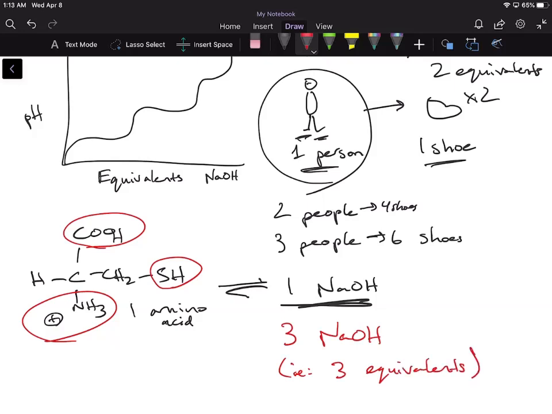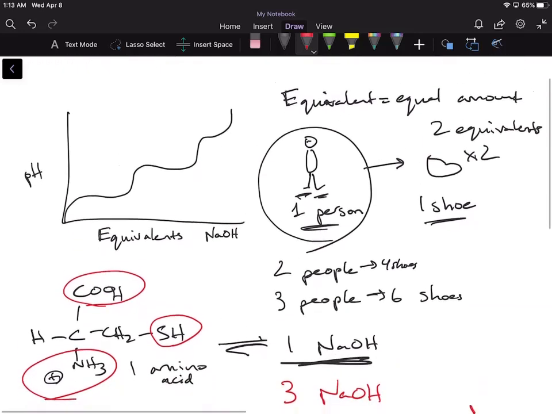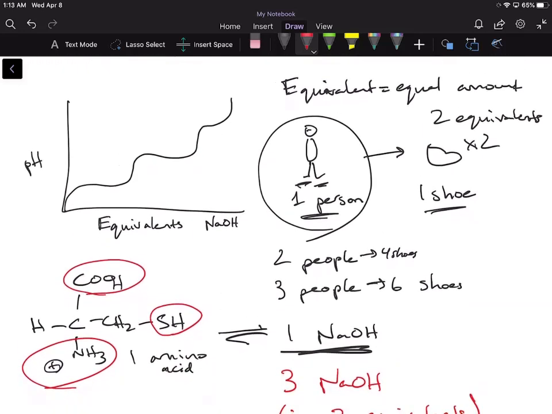And that's exactly what we do when we do our titration curve. If I drew the titration curve for the amino acid cysteine, you would see that you would actually need three equivalents to fully deprotonate it. And the idea here is that for any problem you have, however many ionizable groups you have on your amino acid or your short peptide, that's how many equivalents you would need, because that's how many molecules of NaOH you would need to deprotonate it.